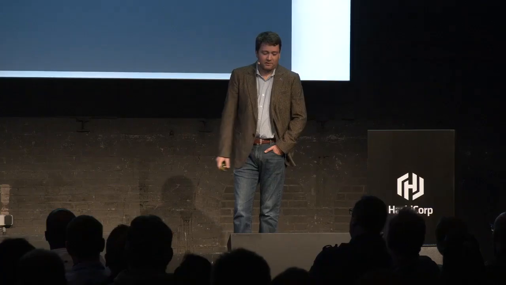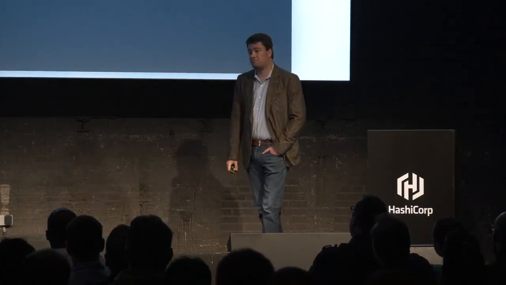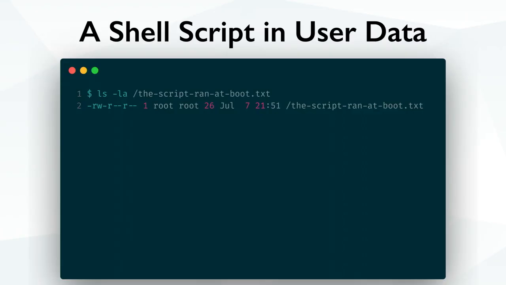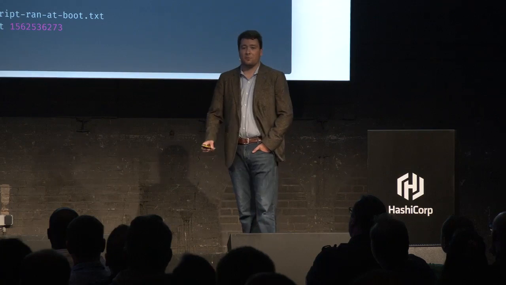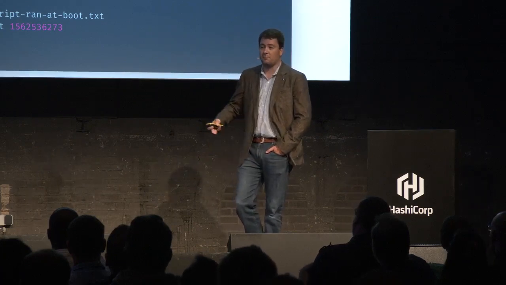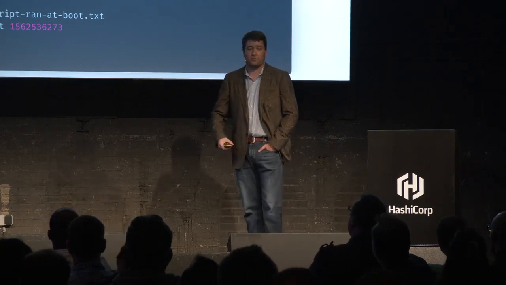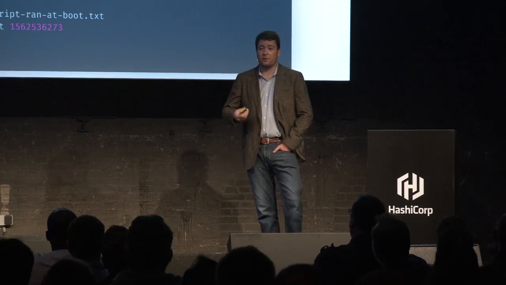So we can see it ran as root. That's interesting. So our shell scripts run as root when we start up. If we reboot and wait for the machine to reboot itself, reconnect, then we can cat the file again. But what's interesting is it hasn't run again, right? So this is a one-time thing that runs the first time you boot and not again. There are other modes that will allow scripts to run again, but for the default, if you just provide a shell script, it's going to run once when you boot.